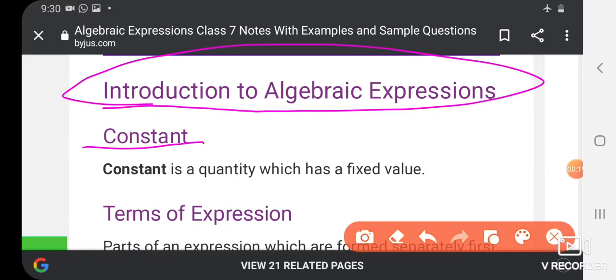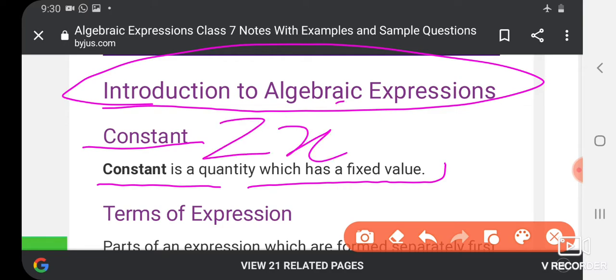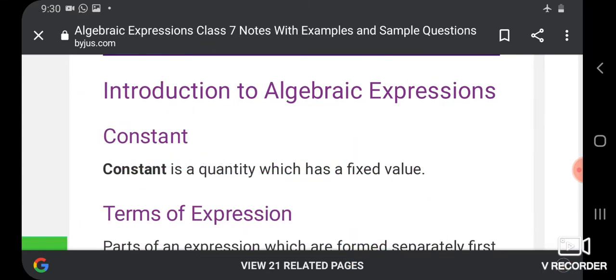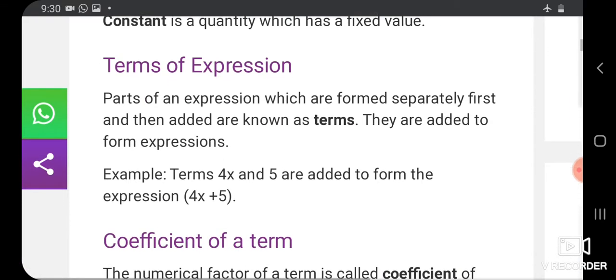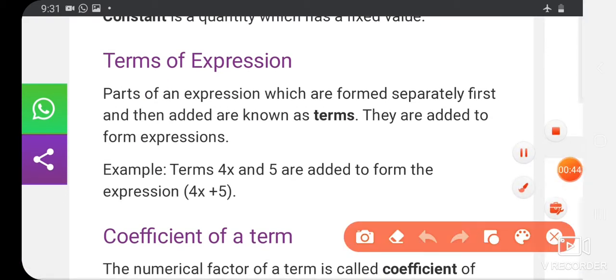The first is constant. What is a constant? Constant is a quantity which has a fixed value. Suppose if I write 2x square, so here 2 is constant, so it has a fixed value, and here the x, or if I write a, b, any alphabet, that is a variable that does not have any fixed value. Okay, so let's move. Next is term of expression.